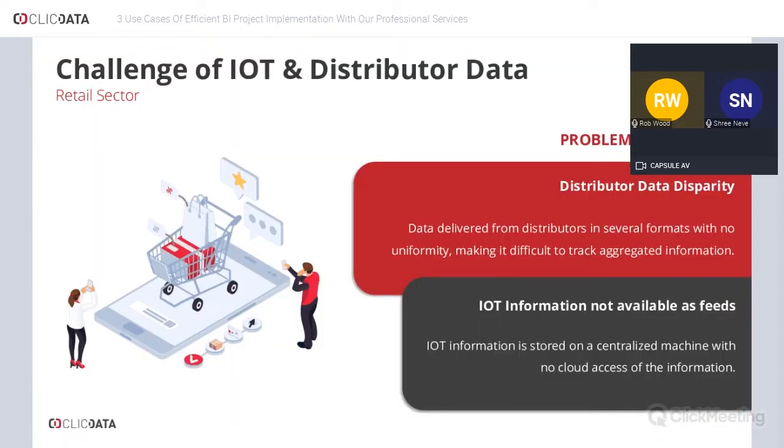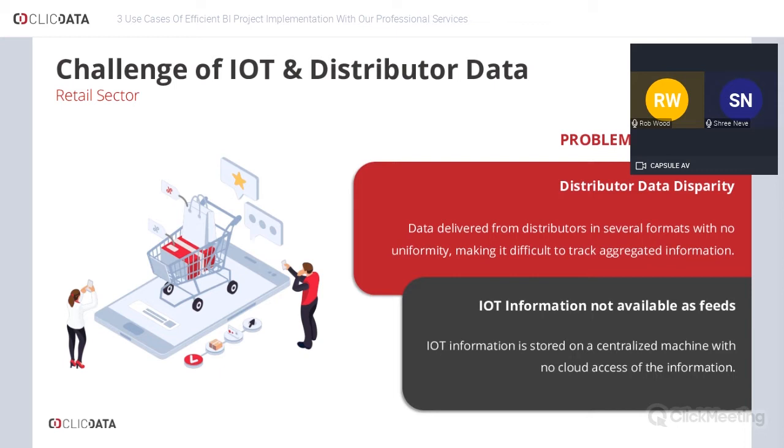The problem that this particular client approached us with was the challenge with IoT and distributed data. What I mean by that is, as a retailer, you end up working with a lot of different distributors. The data received from the distributors, in many cases, is not standardized. There's no uniformity, which makes it quite difficult to do any kind of analytics on top of that.